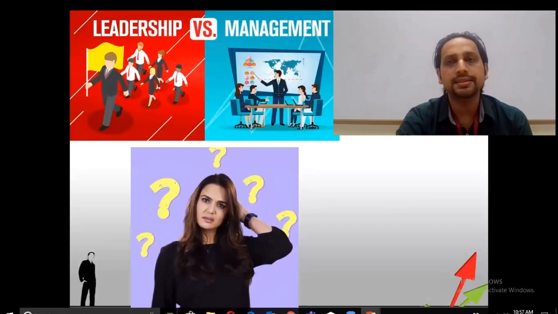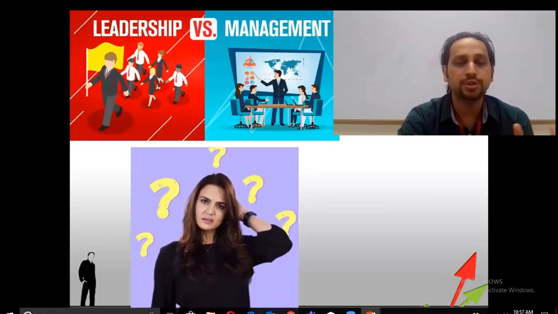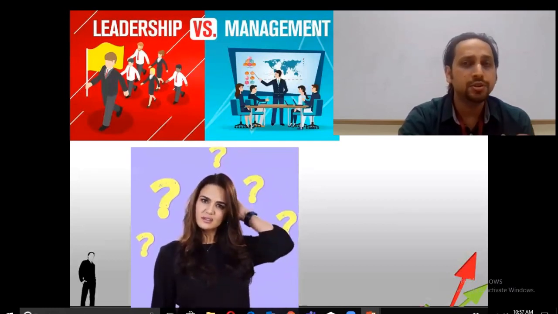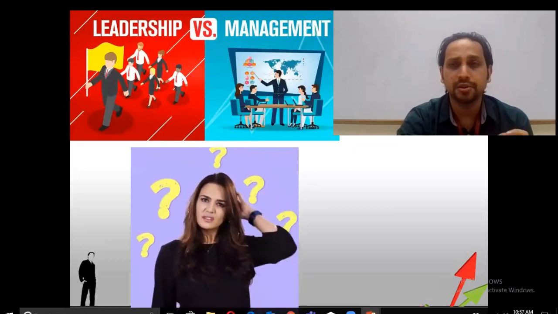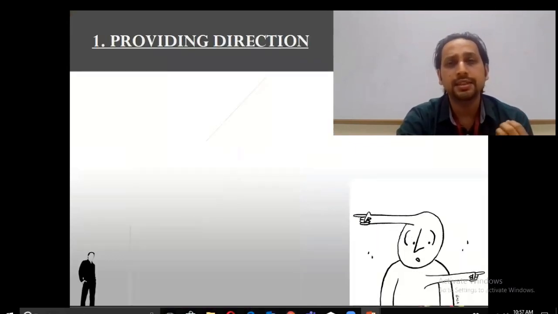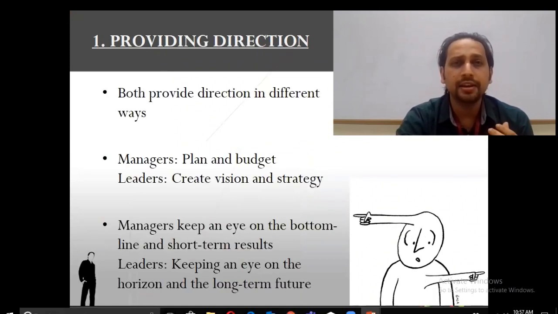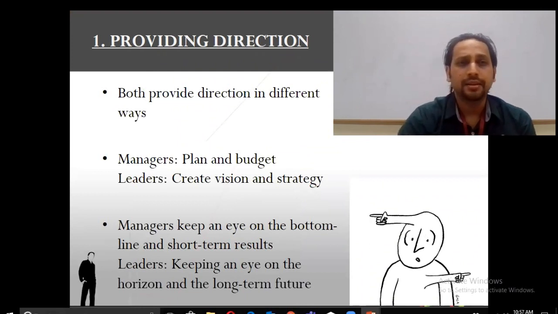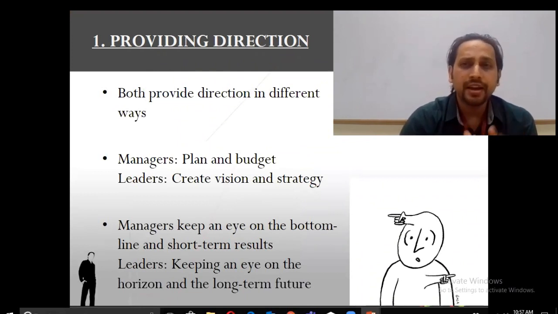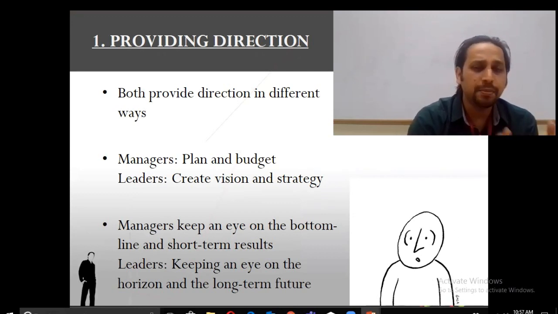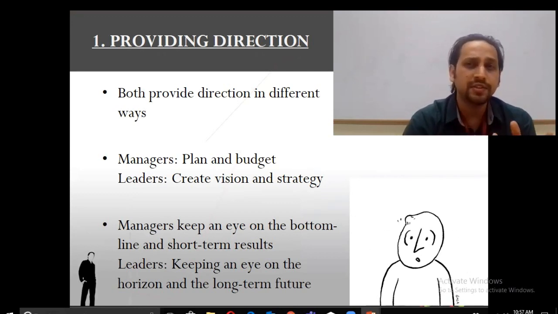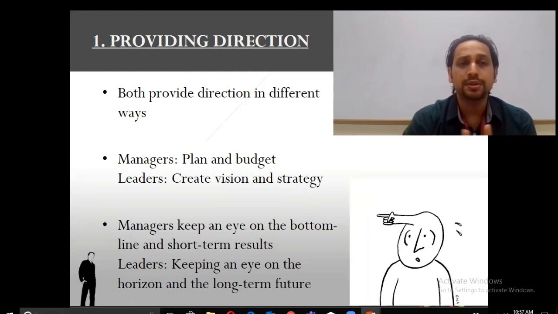So, we are going to discuss the differences between management and leadership with reference to five crucial areas in an organization. The first one is providing direction. Both leadership and management are concerned with providing direction, but there are differences. Management focuses on establishing detailed plans and schedules for achieving specific results. Then they allocate resources to accomplish the plan.